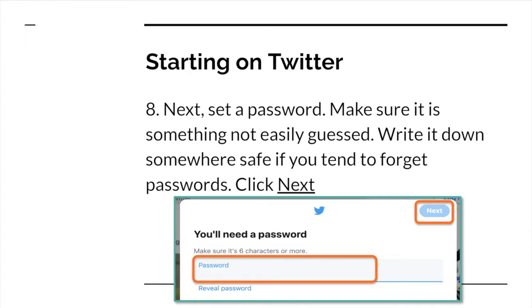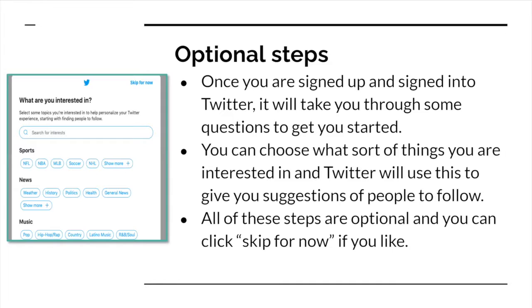Then hit next. From there, you'll get an optional screen where you can choose from a list of different topics that'll suggest accounts and tweets from things you might be interested in. If you like sports, maybe you say you want football, or if you want to see the weather, then things will pop up in your feed that are based on that. If you don't want to submit any of that, you can always just hit skip for now in the top right corner.